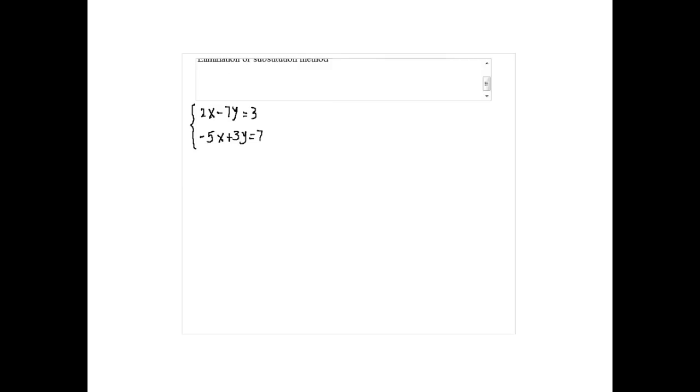Solve each system of equations using the following methods: elimination or substitution method. 2x minus 7y equals 3. Negative 5x plus 3y equals 7. Since none of the coefficients are 1 or negative 1, I will use the elimination method. So we decide to eliminate x.